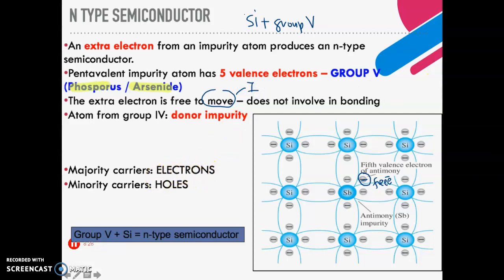So there are 3 terms here. The first term is the majority carrier. What is the majority carrier here? Because this is a free electron, right? So it is electrons. Minority carrier is the opposite, hole. And the third term here that is important for n-type is donor impurity. Why do we call this one donor? Because it has extra here. Let's say there's another free electron here, another free electron here. So when it has extra, it's trying to donate. So that's why we call this one donor impurity. So in order to have an n-type semiconductor, we need to dope your pure semiconductor with group 5, that is phosphorus or arsenic.